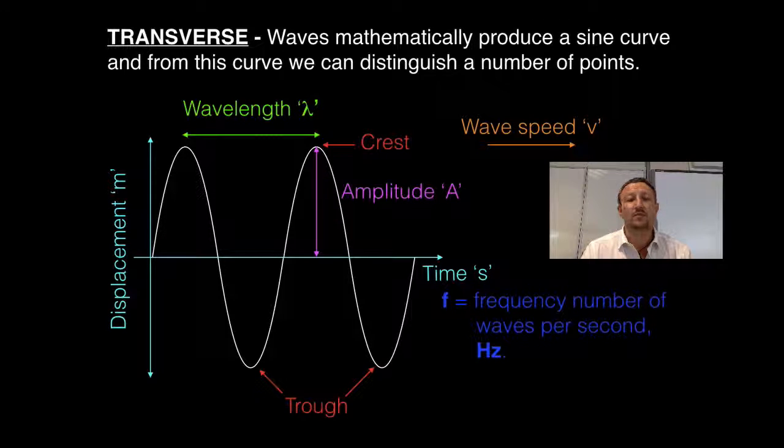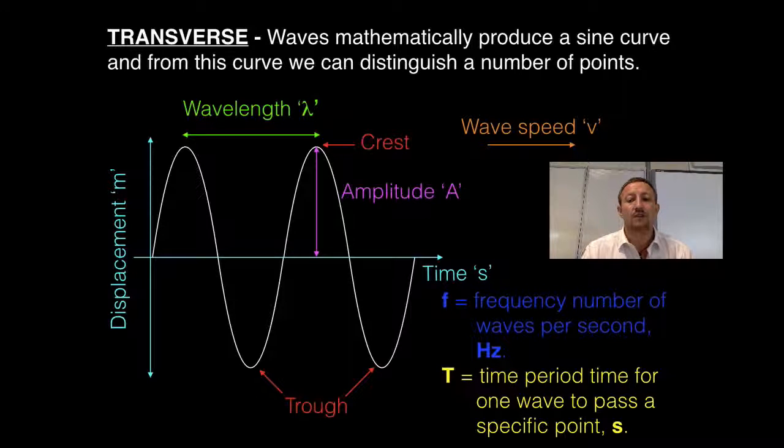As well as this, we've also got the frequency. Now, the frequency is the number of waves that pass a specific point per second, and it's measured in the units hertz or Hz. Time period is the time that is required for one wave to pass a specific point, and that's measured in seconds.